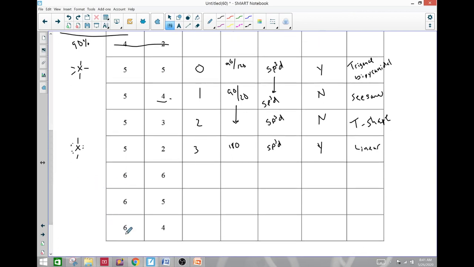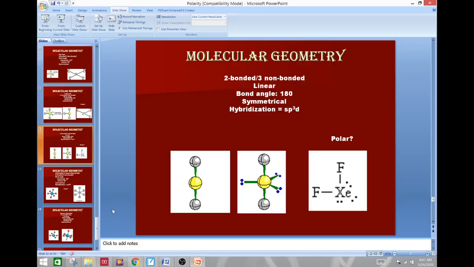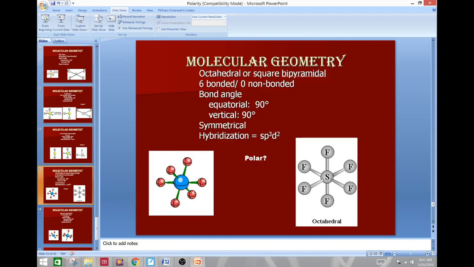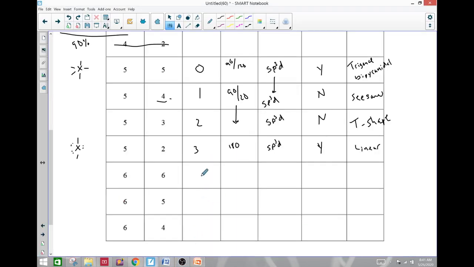Okay, six things off the center. Let's see what it looks like. All right, so it looks like this. Two names for this guy, either octahedral, which is an eight-sided object, or square bipyramidal. Every single electron domain is full, so it's symmetrical. Are these polar? No, because it is symmetrical. Dipole moment of zero. All right, so let's jump back to our page and fill that out.